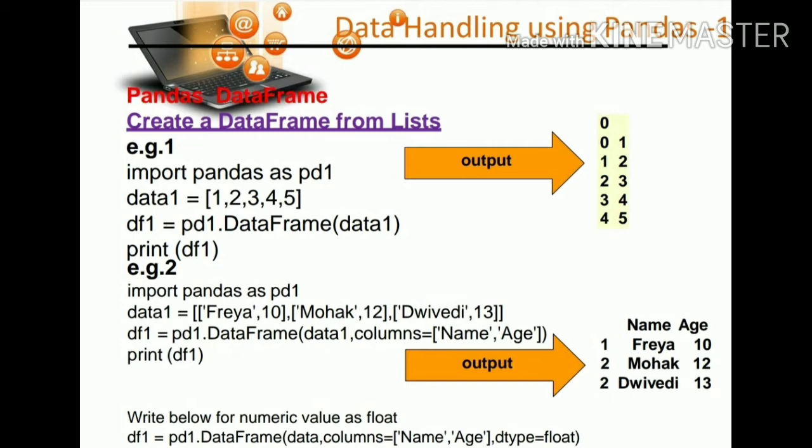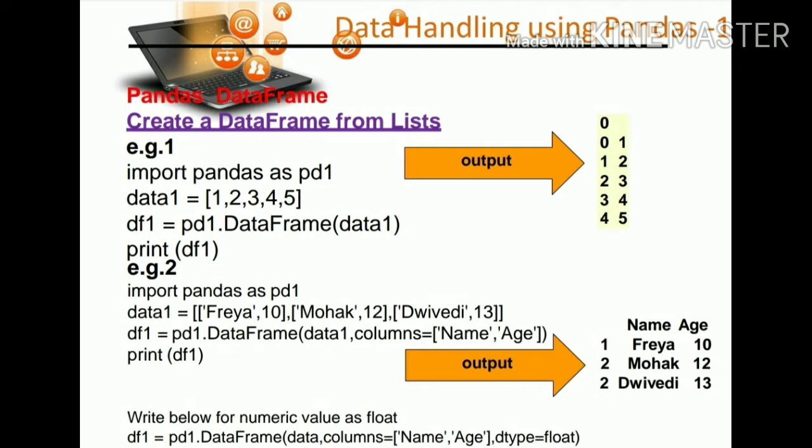So concentrate on the third line. pd1, the object of pandas, dot DataFrame, which is the constructor for data frame, and in brackets data1 means we are creating a data frame from a list, and the name of the list is data1, and all this information we are saving in df1. Now print df1 will give the output. See the output.